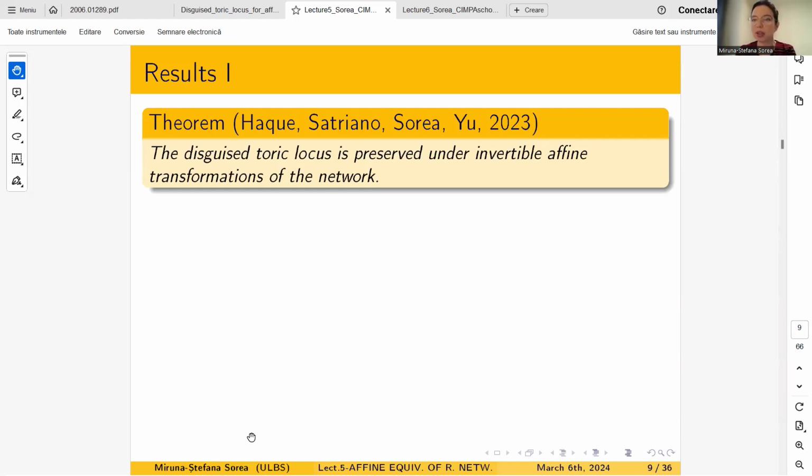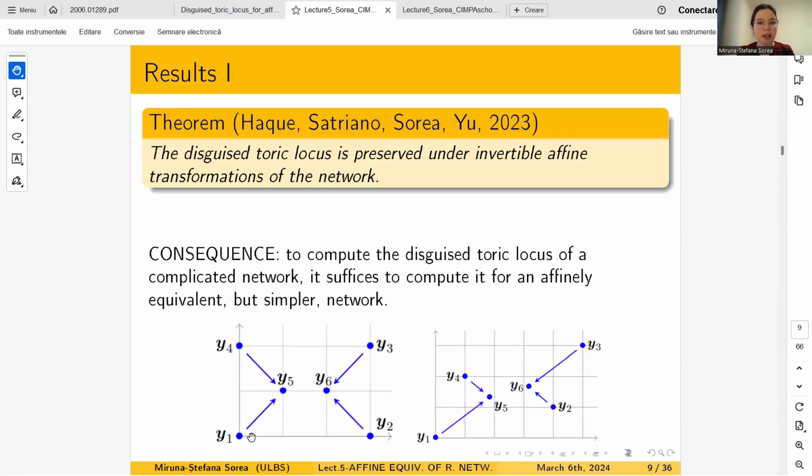So it turns out that the disguised toric locus is preserved under invertible affine transformations of the network. That's very good, because recall the disguised toric locus is about dynamical equivalence. So it's about having the same dynamics, controlling the dynamics, and that's the cornerstone of what we are considering here. We want to control the dynamics, not anything else. So that's very good news.